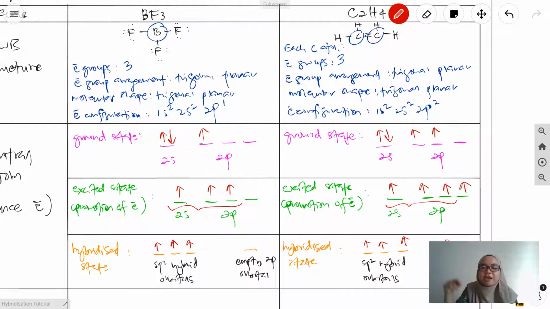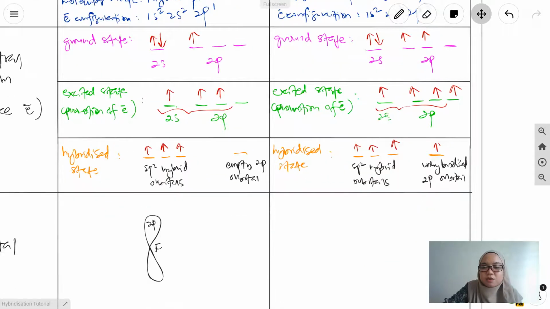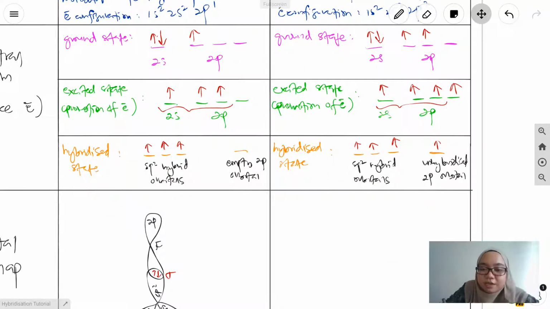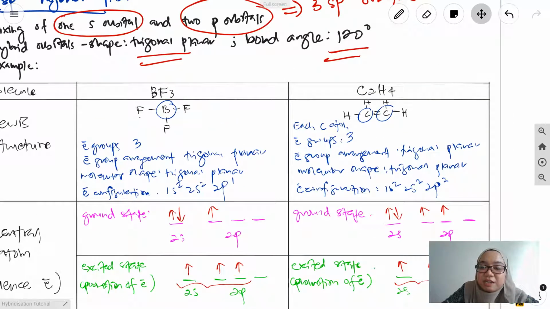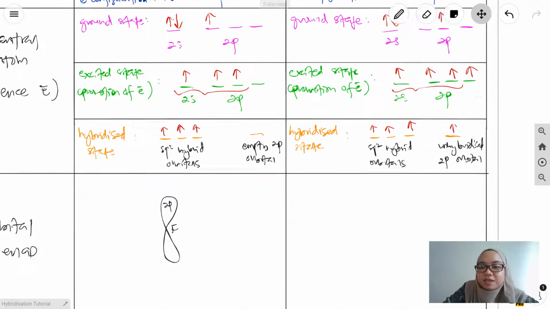Please bear in mind that the hybrid orbital is used to form a sigma bond and the unhybridized orbital is used to form a pi bond. Okay, so now we want to draw. When we want to draw, we need to draw the hybridized shape for each carbon. So this is trigonal planar, this is also trigonal planar. Both have the sp2 hybridized state.